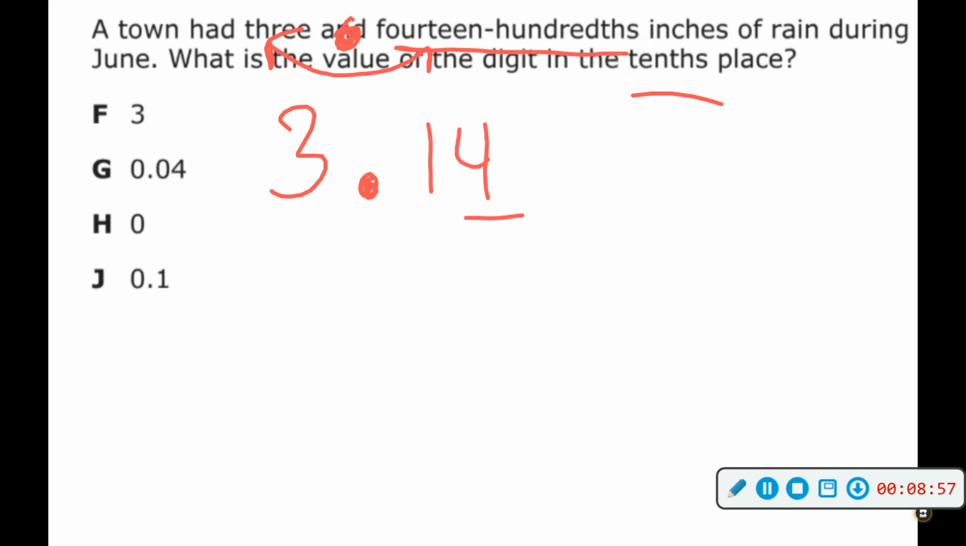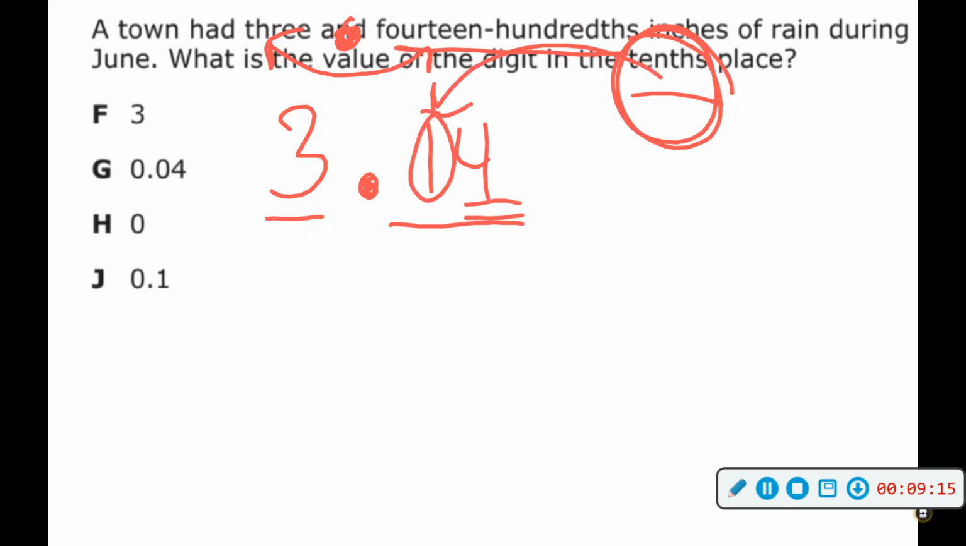14 hundredths. That means I have 14 hundredths. So I just have to find where this is, but only for the tenths place. So therefore, I'm looking and I see this is the ones, this is the tenths, and this is the hundredths. So I really only care about that 1 which is right there. So therefore, J is the answer.